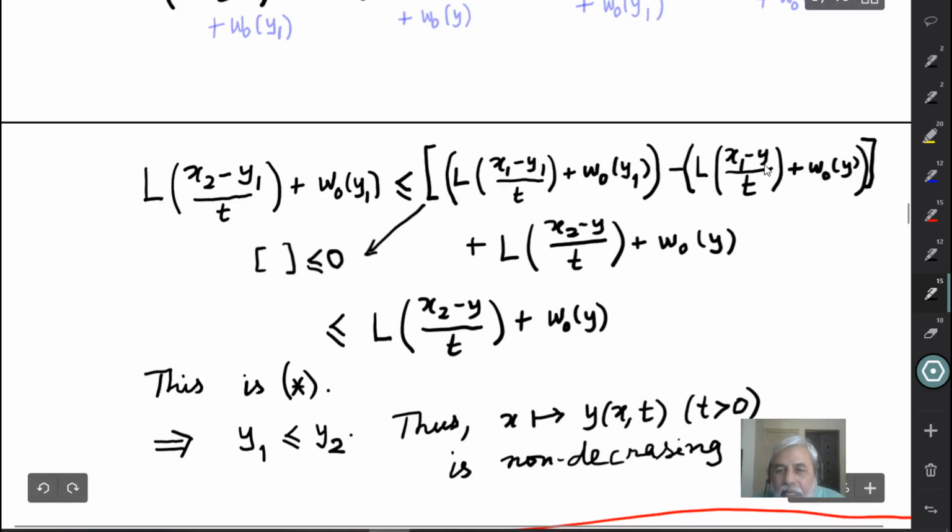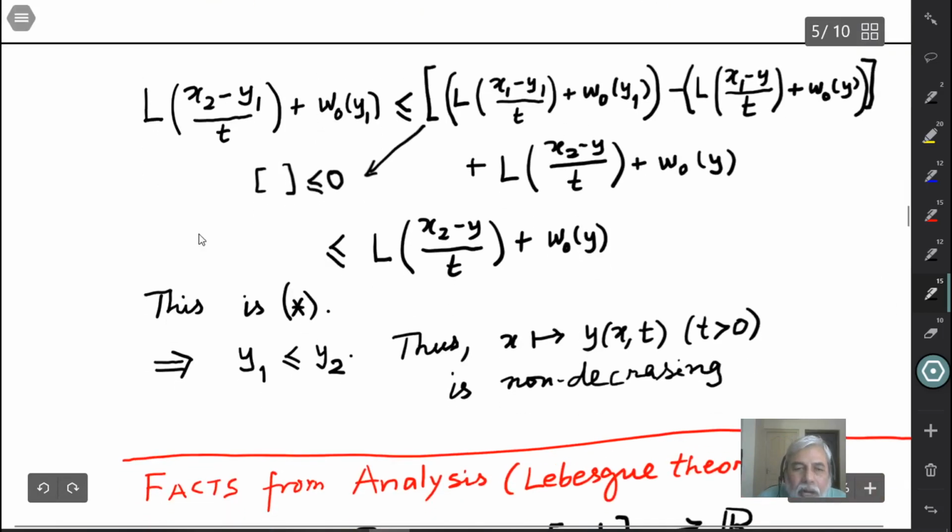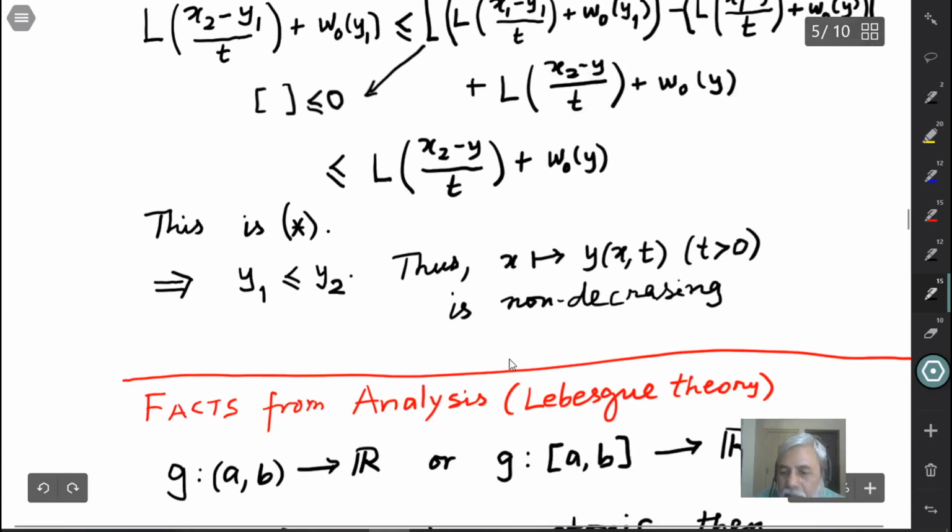So this is less than or equal to 0, and so we get L of x2 minus y1 by T plus w0y1 less than or equal to L of x2 minus y by T plus w0y. And this is the inequality star, and that implies that y1 is less than or equal to y2, and the lemma is proved. So this function x going to y of xt is non-decreasing.